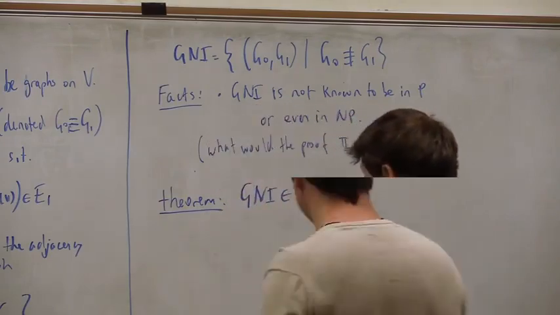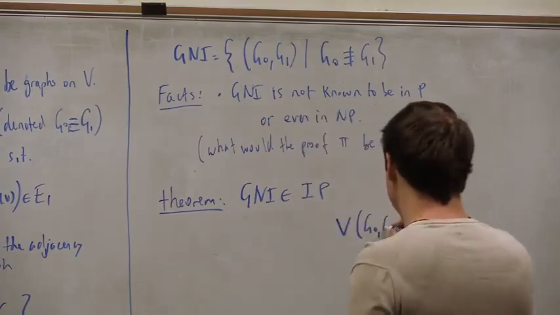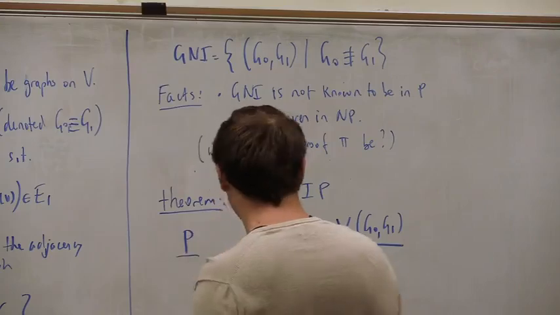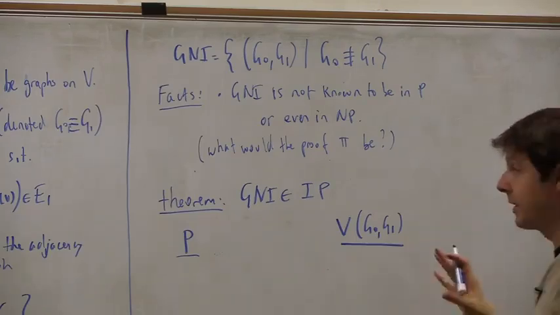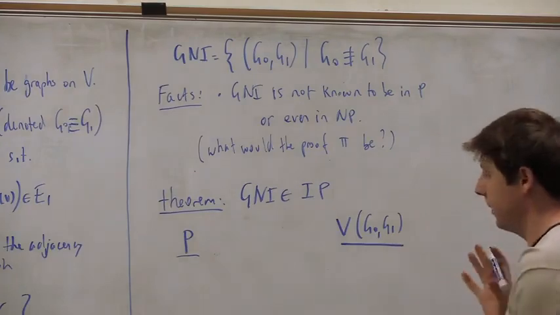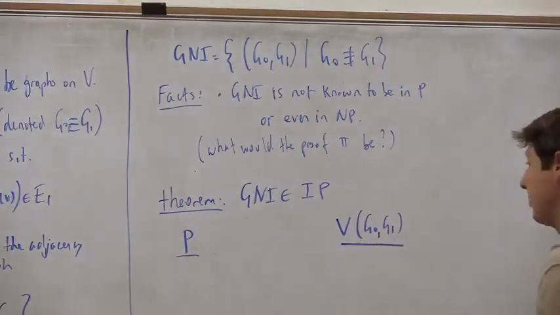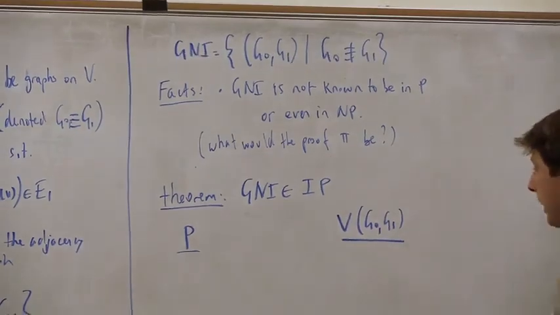So let's see. You have the verifier. It receives G0 and G1. It has access to a prover. And the verifier wants to engage the prover and get help to establish whether these two graphs are isomorphic or not. Remember earlier I said that interactive proofs make sense only provided that the verifier is going to use some randomness. So now we need to come up with some way to use randomness to decide GNI with the help of a prover.